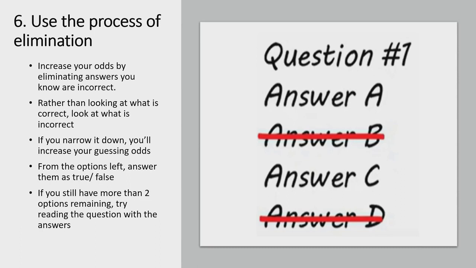From the options that are left, as you can see on the right, there are 2 options left. Now treat them as if they are true and false questions. If you still have more than 2 options remaining, try reading the question with each of those answers and then see which is the best option or which options could be eliminated.